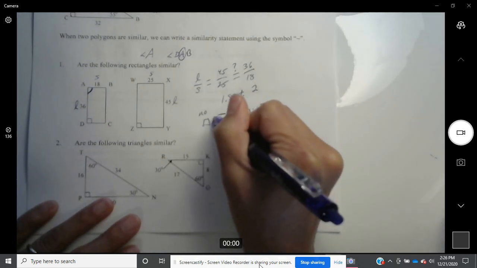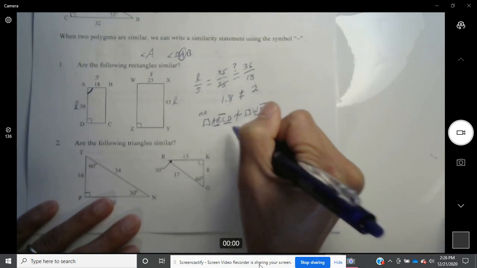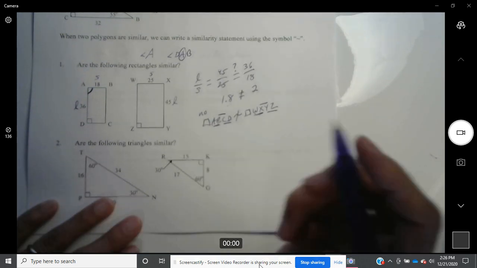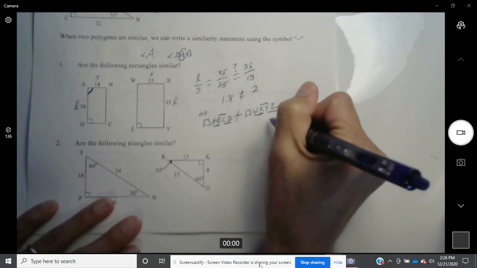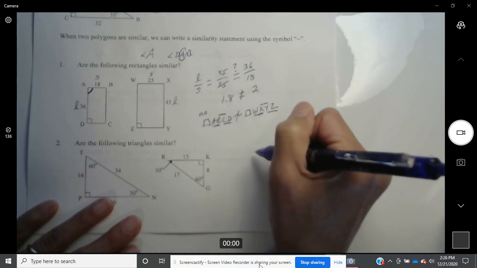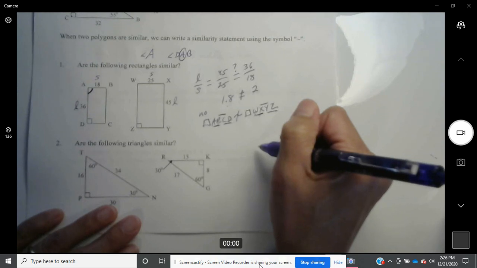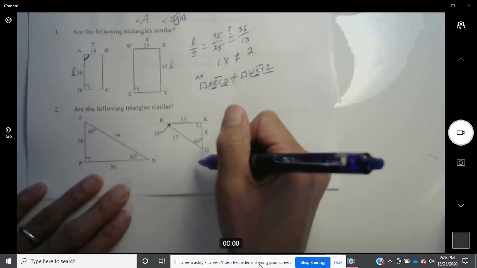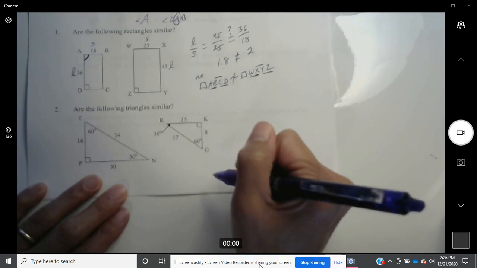So when you're looking at the order of these letters in a given rectangle or any kind of polygon, you want to pay attention to that order because that means that the sides are going to be corresponding in the same way. Let's look at these triangles and try to determine if they are similar figures.